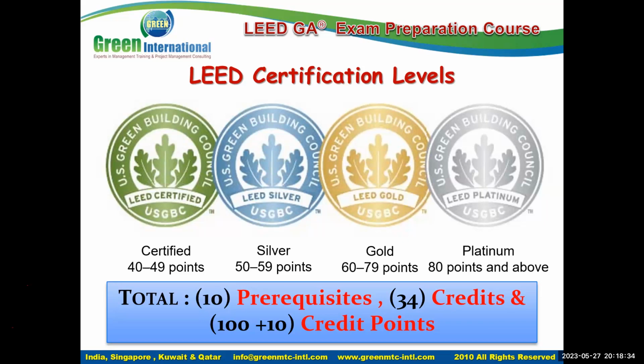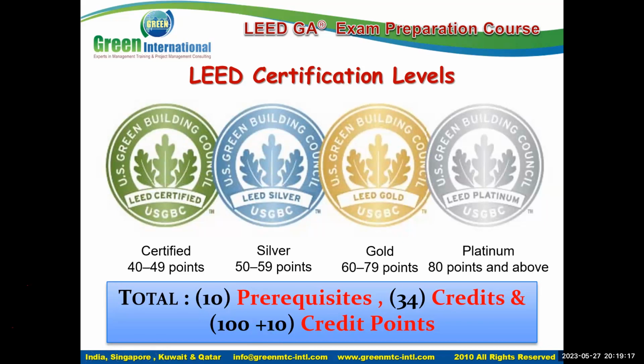Since you're going to be an accredited professional, expected to help projects apply for this green building certification program, you will be expected to know these things. You'll be expected to know the details of these categories, what prerequisites are, what credits are, and so on. In total, there are 10 prerequisites and 34 credits, and for these you're given 100 points. The 10 points in addition are like bonus points.